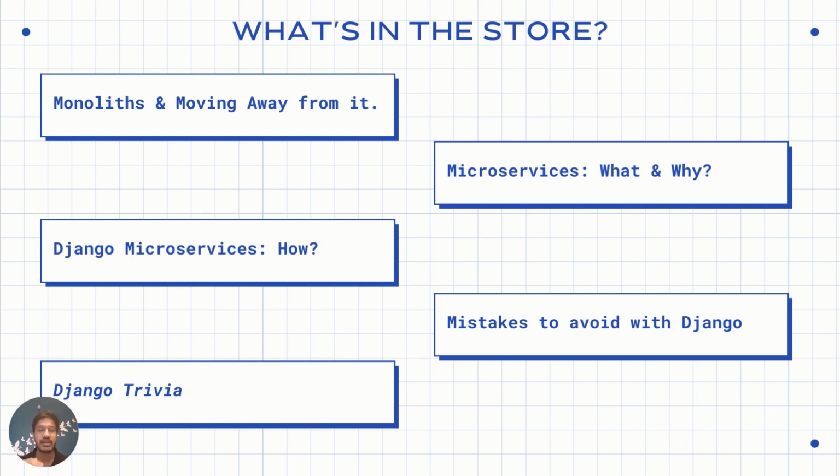We'll be kickstarting everything with the introductory part of monoliths and why companies are moving away from it. What are microservices? Why should one care about microservices? And then we'll be moving towards Django microservices, how to build them, and what mistakes to avoid with Django applications while following the microservice architecture, and then a small Django trivia at the end.